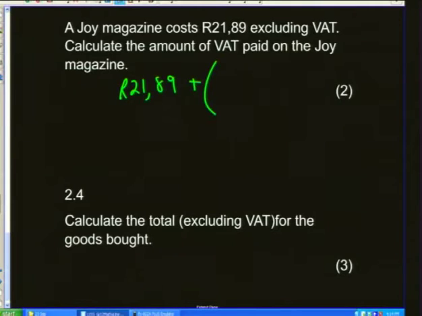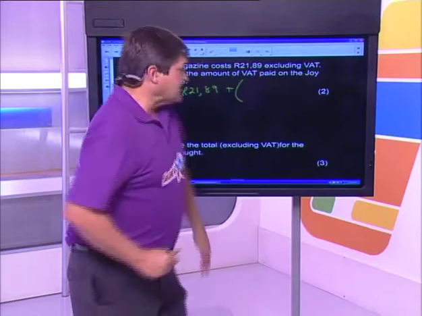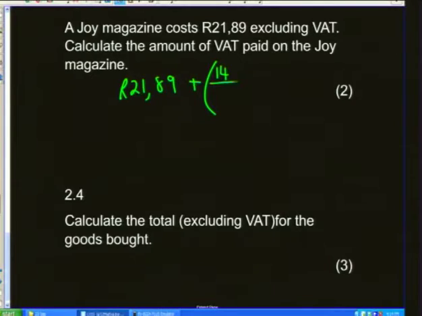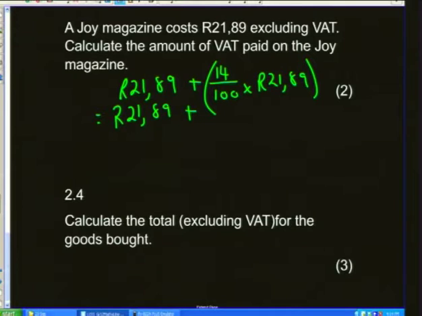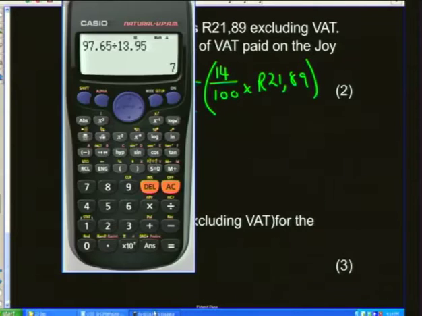And folks, what is VAT? VAT is 14%. So I'm going to find 14% of my 21 Rand 89 cents. So I've now got 21 Rand and 89 cents plus, and out comes the calculator again. Okay, hopefully. Yep, there she is. So we're going to say I've got 14, oops, let's try that again. Fraction button, there we go, 14 over 100. We're going to multiply that now by, oops, sorry, let's try to get out of there. Multiply that by 21 Rand and 89 cents.